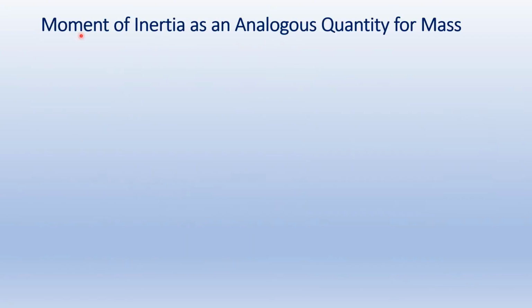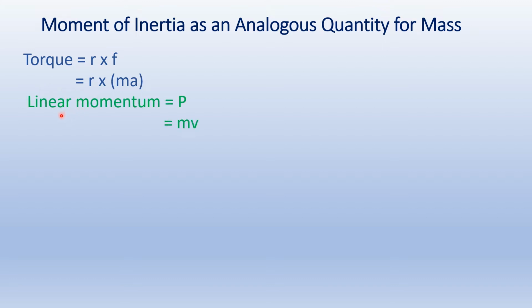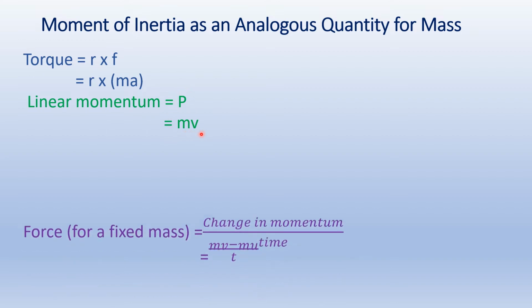Let us prove that moment of inertia is an analogous quantity for mass. For that, we will take a few equations for linear motion. For example, torque is equal to force times perpendicular distance. Force can be written as mass times acceleration. So the formula for torque is R into M into A. Linear momentum is given by the letter P, and that is equal to mass times velocity.